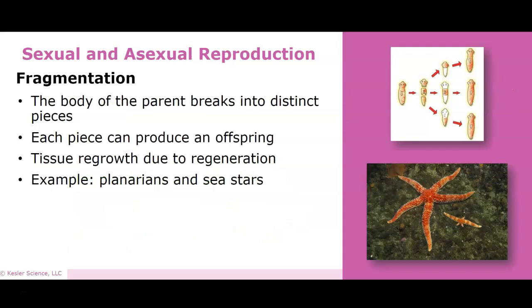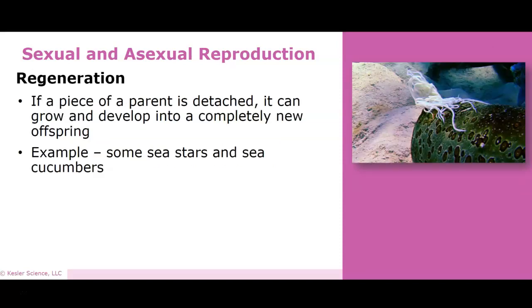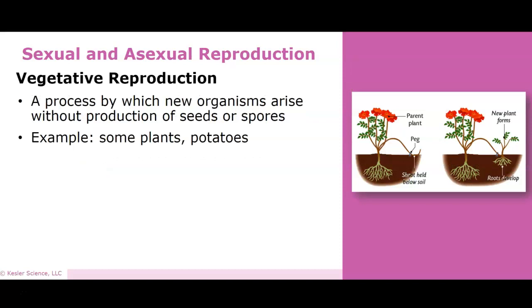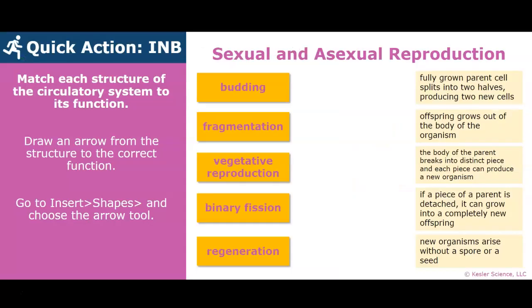Fragmentation is where the body of the parent breaks into distinct pieces, and those pieces can actually grow a new organism, and that's through regeneration. So planarians, which is on the top, or sea stars, can do that. Regeneration: if a piece of a parent is detached, it can actually grow into a completely new offspring. Some sea stars can do this, and sea cucumbers can do this. Then we have vegetative reproduction, where the parent plant will have a plant basically grow out of it.